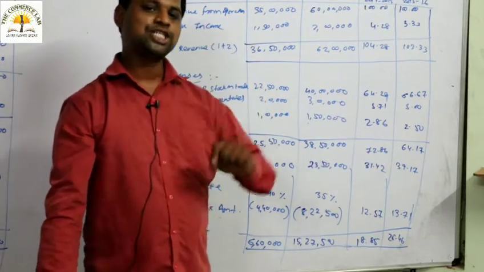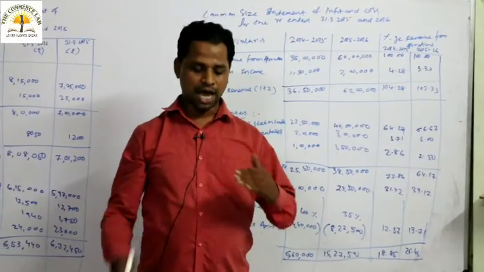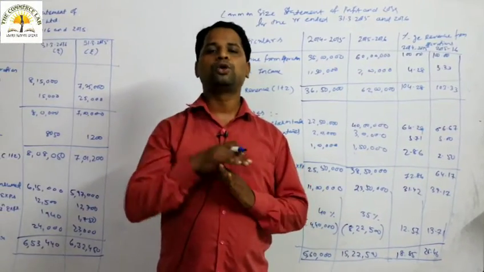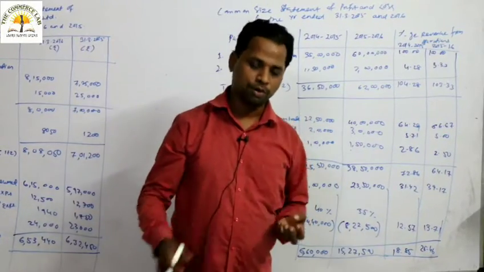So this is the way you have to prepare this common size income statement or common size profit and loss account, where each and every item of the income and expenditure other than sales has to be calculated from the total proportionate of what? Sales or revenue from operation.